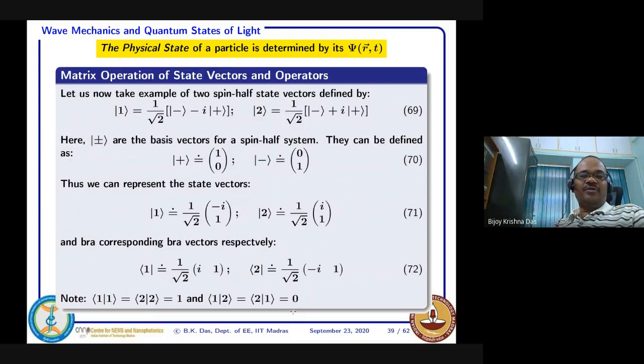Fine. So now we represent that one. The same thing I just represented here, these two things, 69, 70, we just repeated here. Now thus we can represent the state vectors, right? You just put down here: -1 means this one. You just put minus here, get this value, and plus, get this one. So what you get is this one.